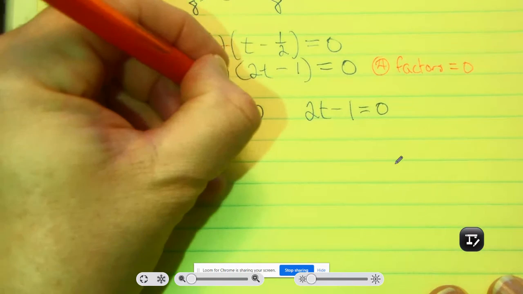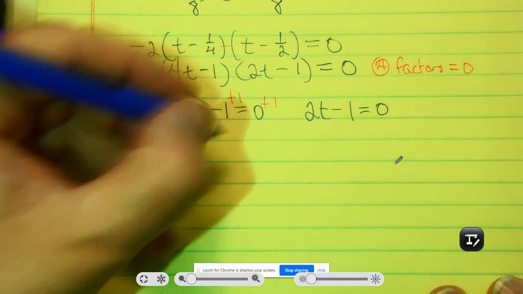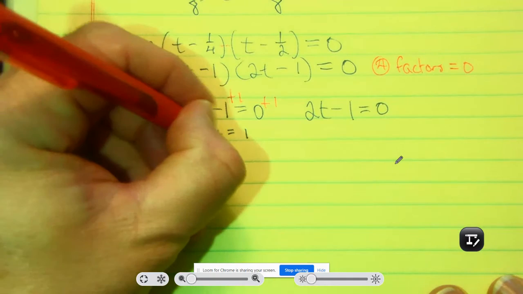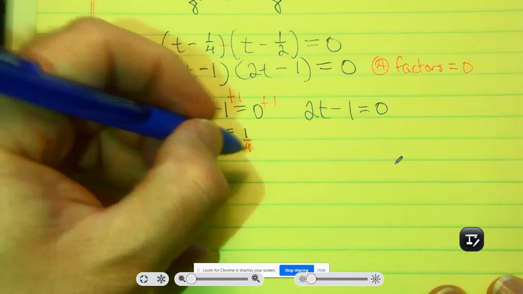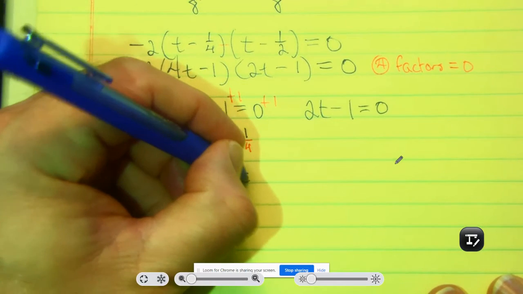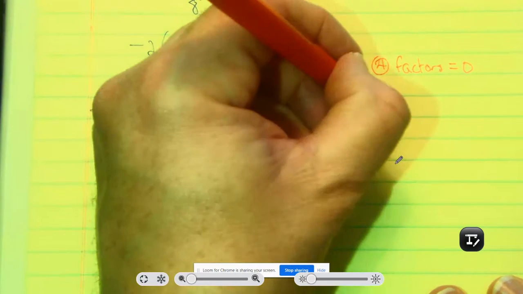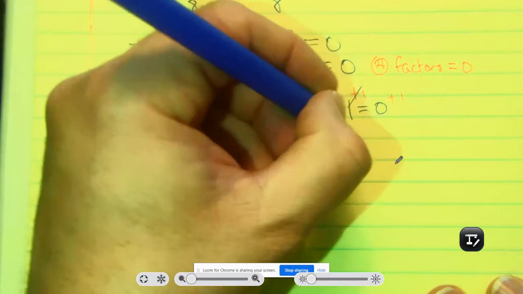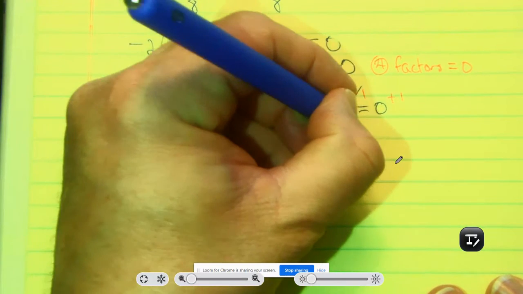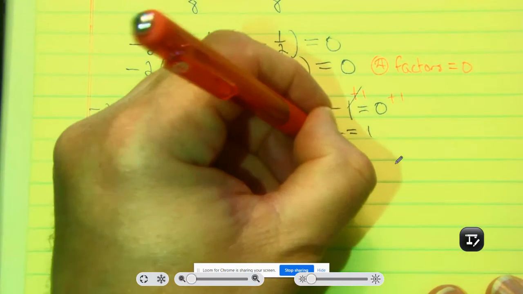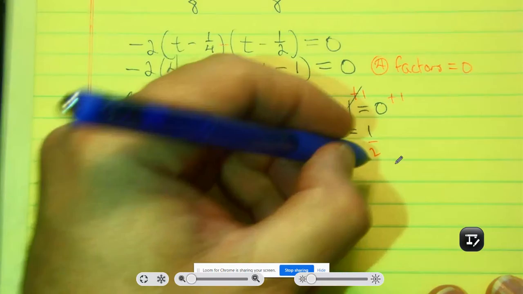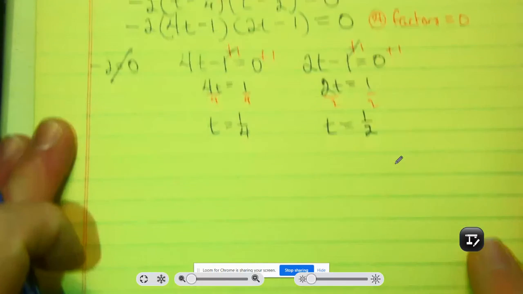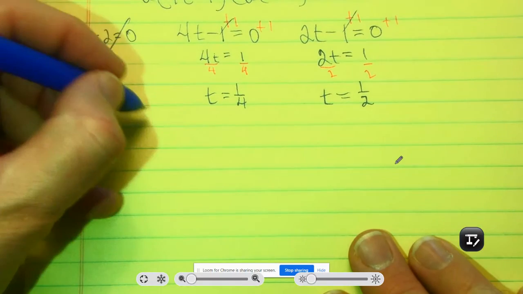Add 1 to both sides. So I'll get 4t is equal to 1. Divide by 4. T is equal to 1/4. Same kind of deal here. Add 1 to both sides. So 2t is equal to 1. Divide by 2. T is going to be equal to 1/2.